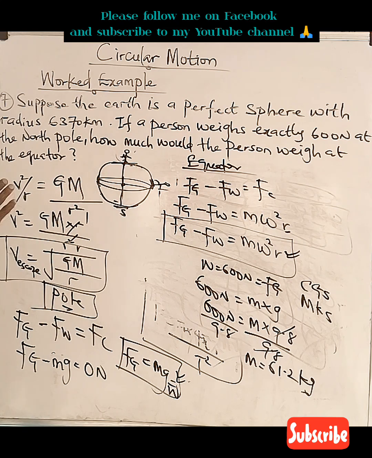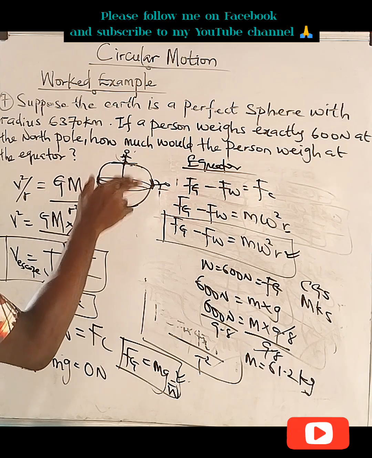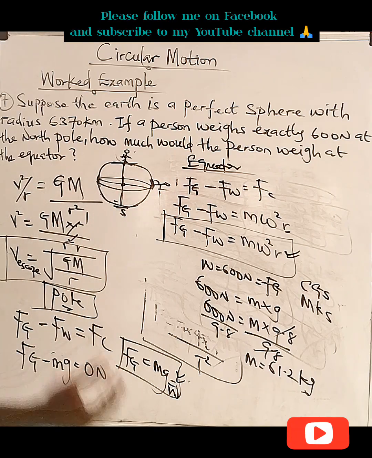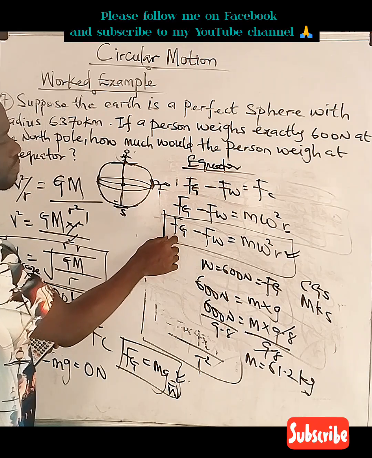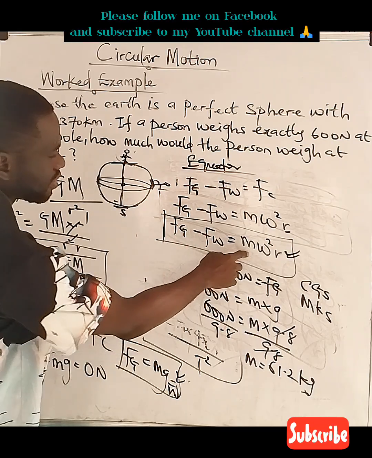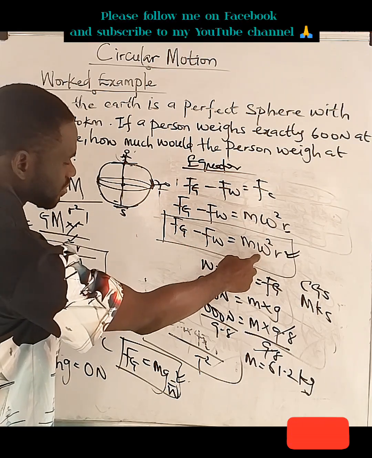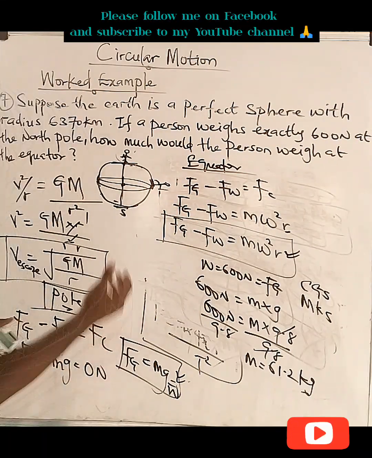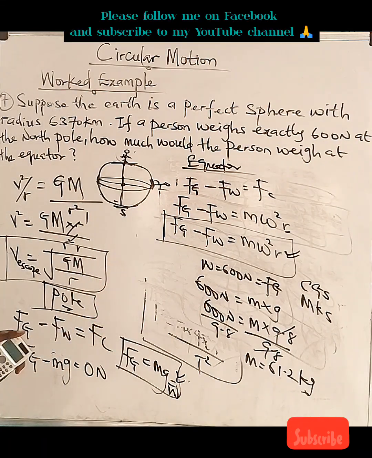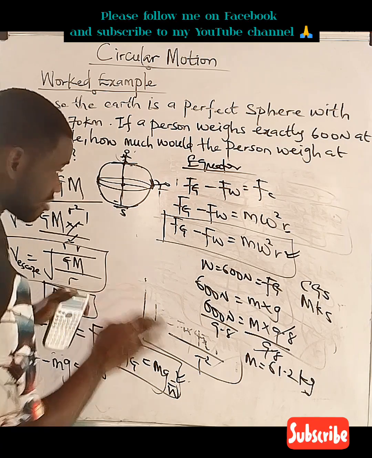So if the person weighs exactly 600 newtons at the North Pole, yes, we know that. How much would the person weigh at the equator? Simple. Now look at this formula. The force of gravity minus weight is equal to mass times angular velocity raised to 2 times radius. We know what the radius is. The radius is 6,370 kilometers. That is well known.